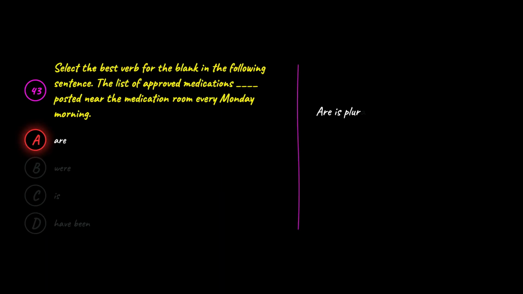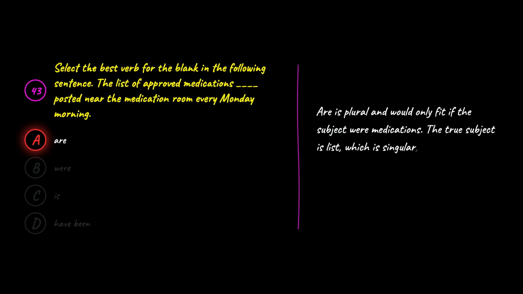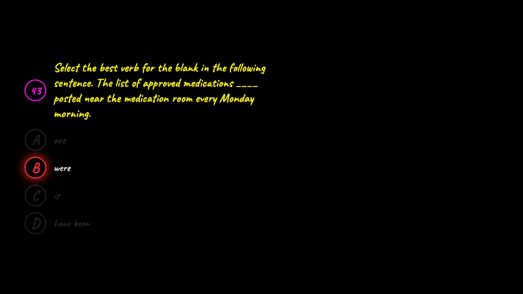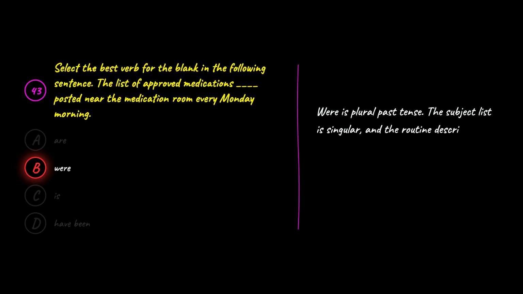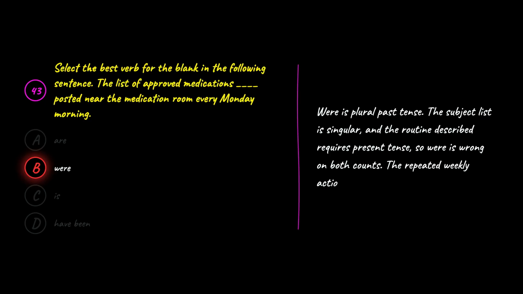A is wrong because are is plural and would only fit if the subject were medications. The true subject is list, which is singular, so it creates an agreement error. The prepositional phrase does not change the actual subject. B is wrong because were is plural past tense. The subject list is singular, and the routine described requires present tense. So were is wrong on both counts. The repeated weekly action calls for the simple present tense form.